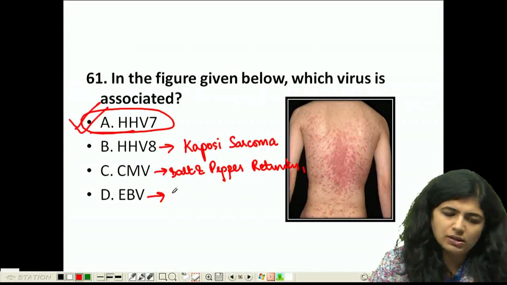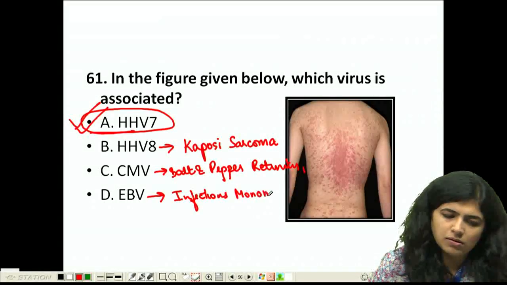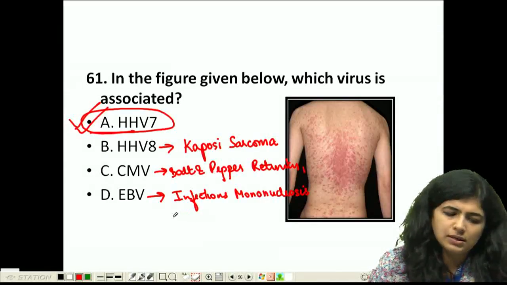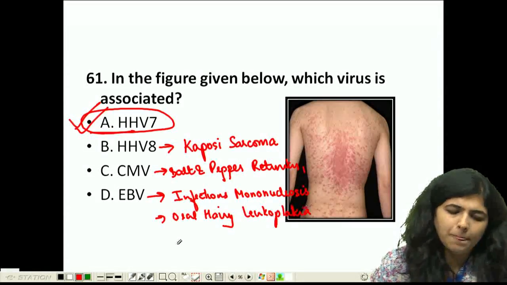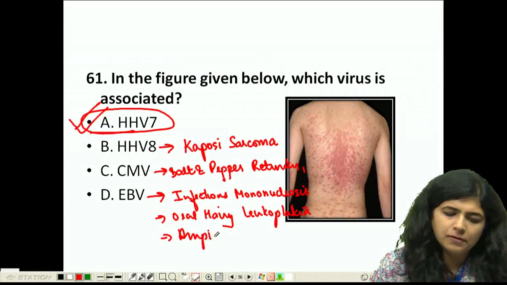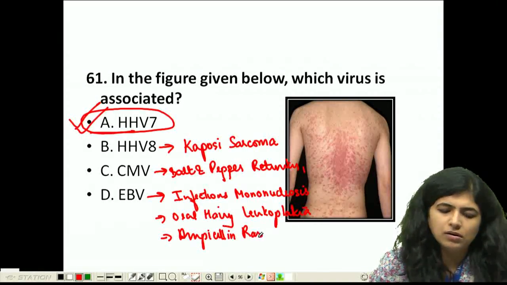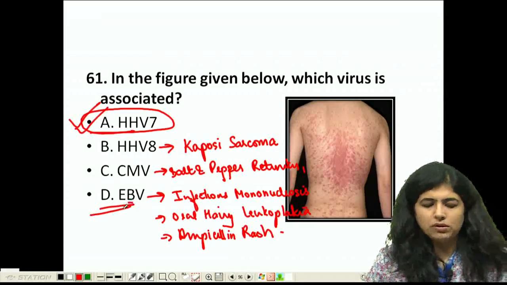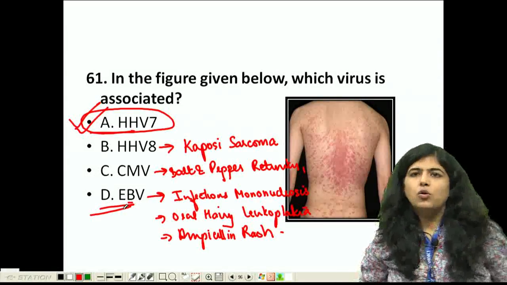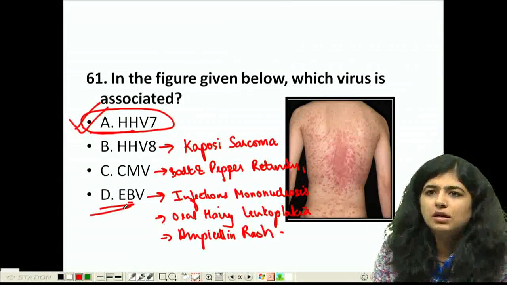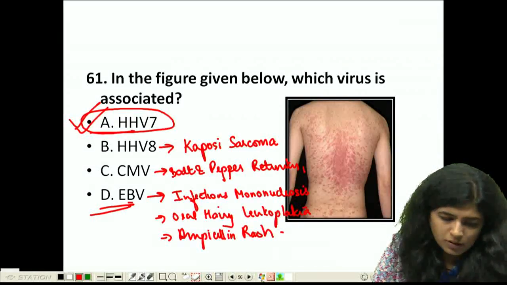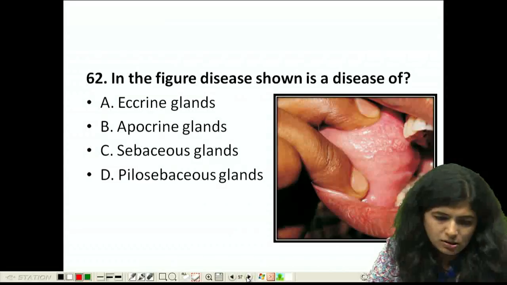What is EBV associated with? Infectious mononucleosis, then oral hairy leukoplakia, then ampicillin rash. Important. EBV is associated with IM, oral hairy leukoplakia and ampicillin rash. Clear to everyone? Good. We move on to the next question.